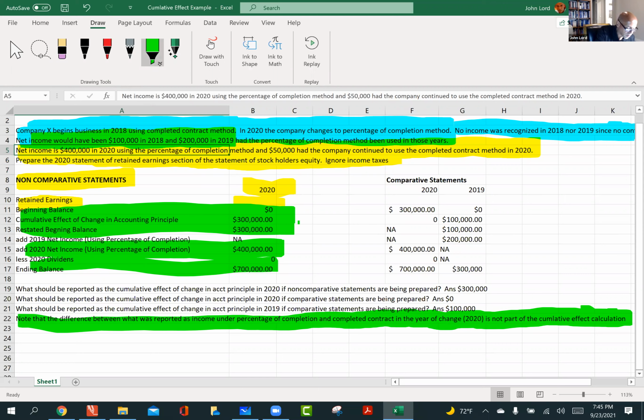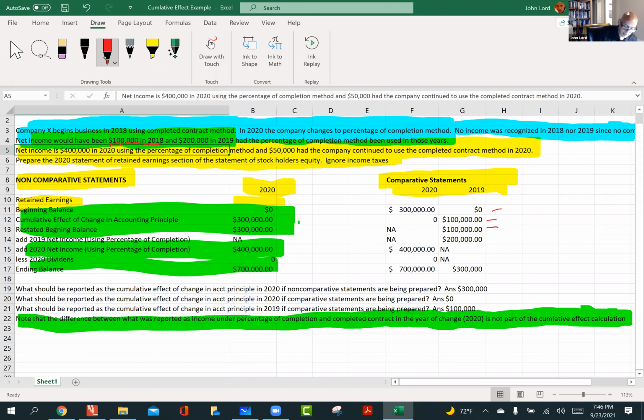Okay. Now let's just look at how we would apply this now in comparative statements. Okay. And if we have comparative statements, now we're showing you 2020 and 2019. So now the only period not presented affected by the change was 2018, right? And the income would have been what? Would have been 100,000 in 2018. So again, I start with my beginning balance, which was 0 because I hadn't taken any income in 2018. I bring in the cumulative effect, which is what I would have taken as income in the period before the earliest period presented, which is 2018 here. So I add that to 2019.